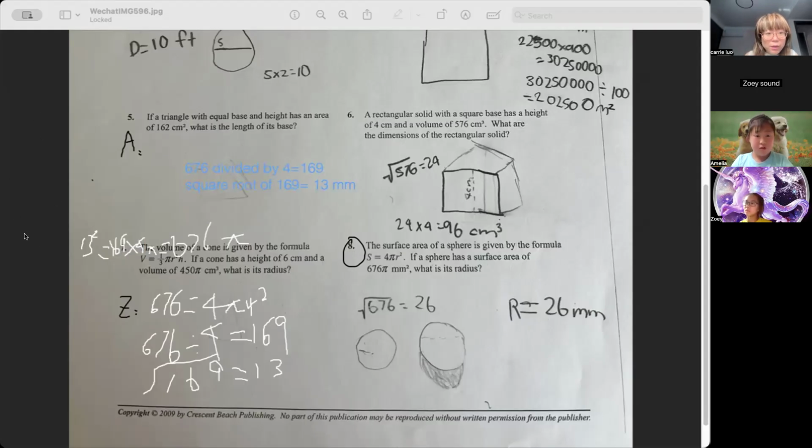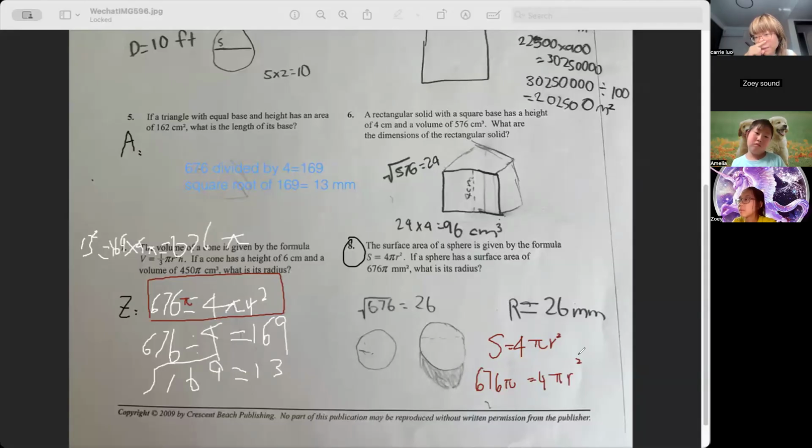Okay, so I like Zoe's better. Amelia, please take a look at Zoe's, okay? So I want you to have this one first. This is something the question is telling me. The surface area of the sphere is given by the formula S equals 4 pi r squared. Every single step, you just follow whatever the question tells you. If a sphere has a surface area of 676 pi, you missed a pi here, just like me, right? Okay, 676 pi equals 4 pi r squared. Get it?